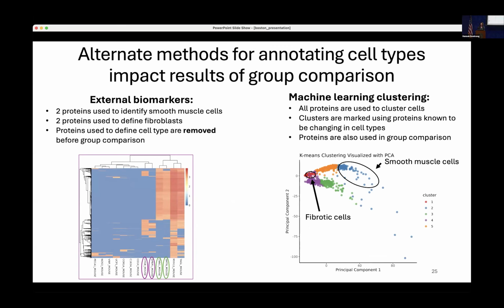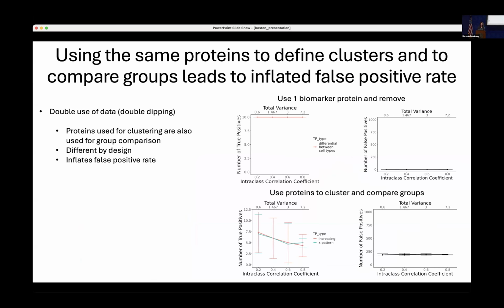And then the other way is you use all your proteins to cluster using k-means or something, and then you kind of use that marker to say, okay, I think this is my smooth muscle cells, and I think this is my fibroblasts. And then you take those same proteins you used to cluster to go to group comparison. And this leads you to a problem known as double dipping, where you are creating clusters and then using those same proteins you used to cluster to compare.